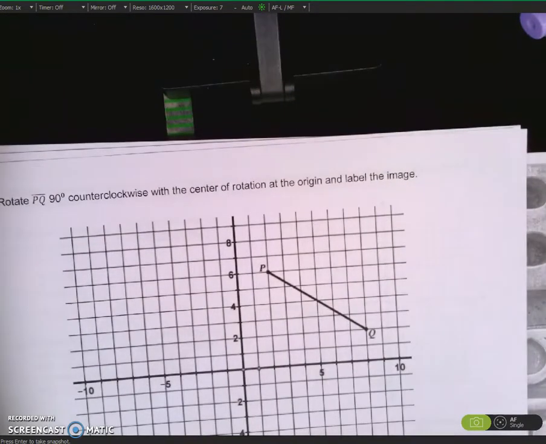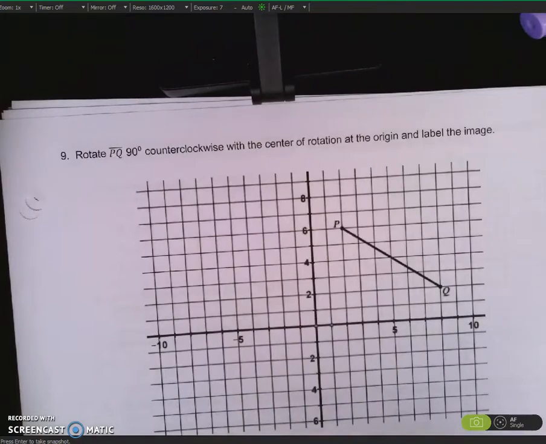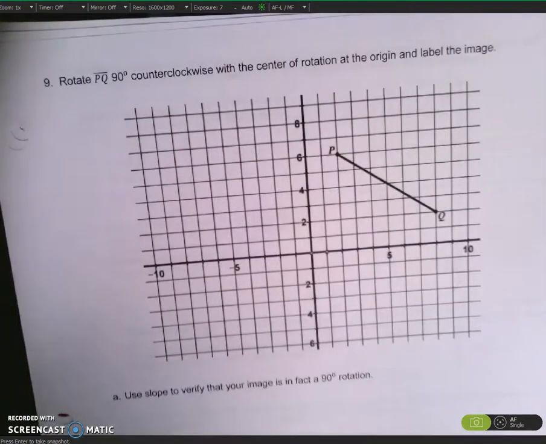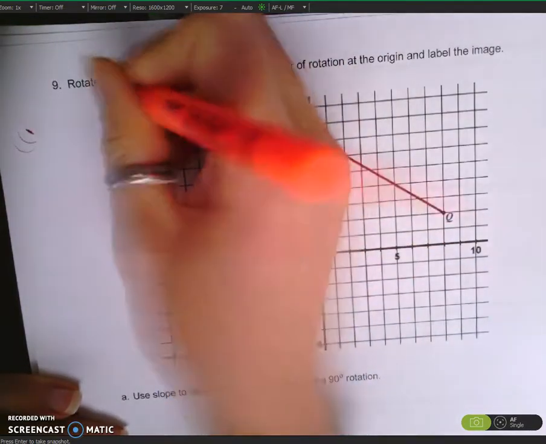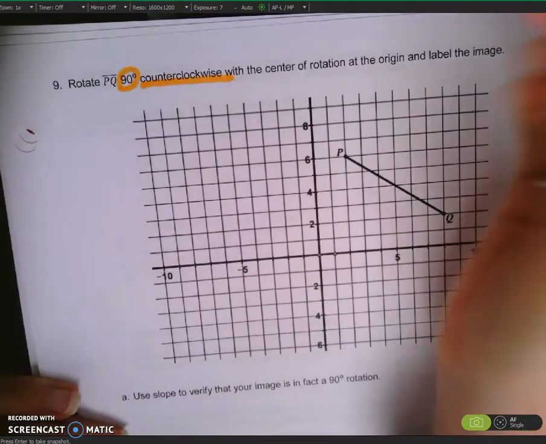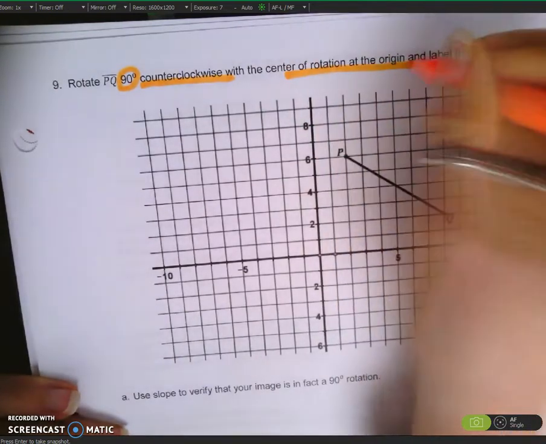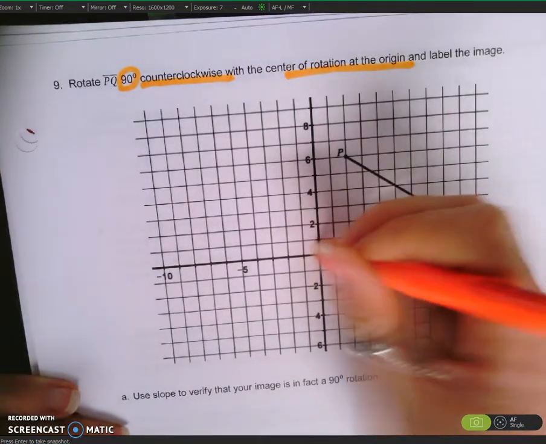I'd like you to rotate PQ 90 degrees counterclockwise with the center of rotation at the origin and label the image. There's a lot of important information in these directions. Something I really want to notice is the direction of my rotation, the degree of my rotation, and the center of rotation. So the center of rotation is the origin.